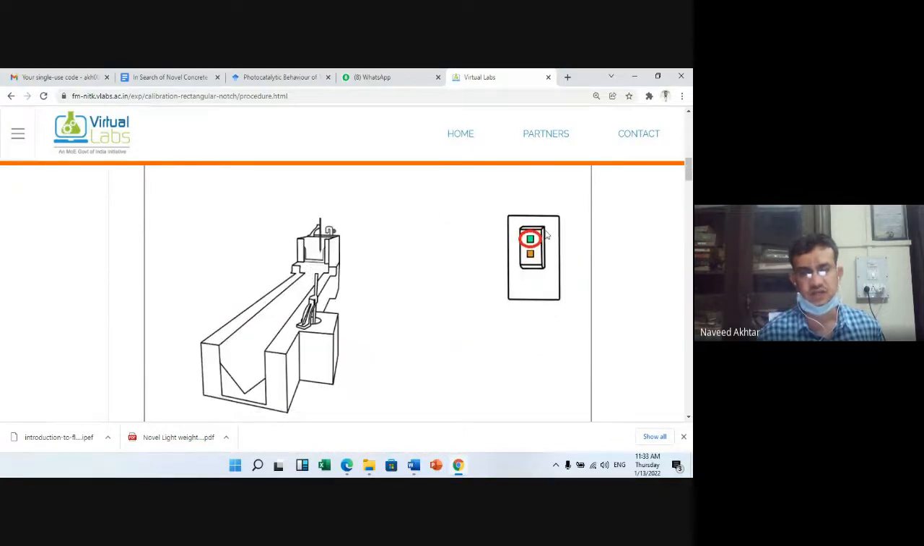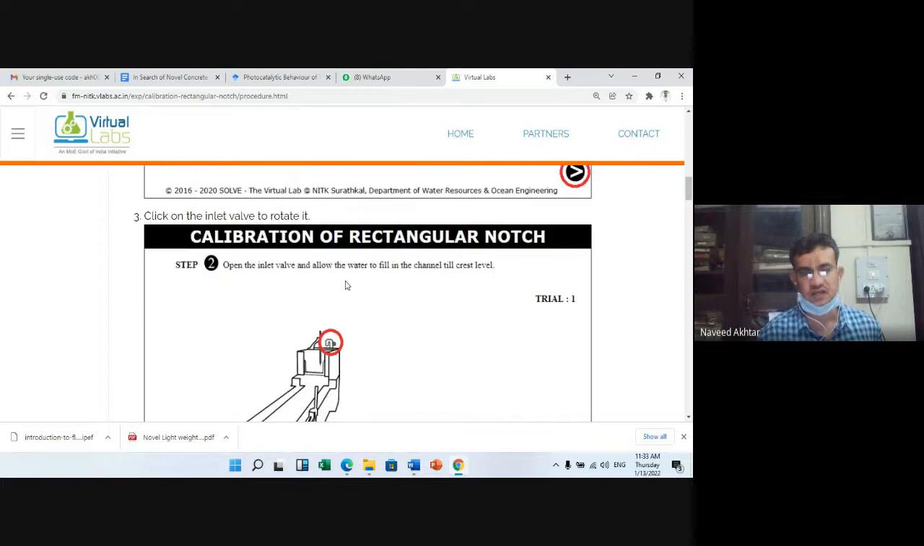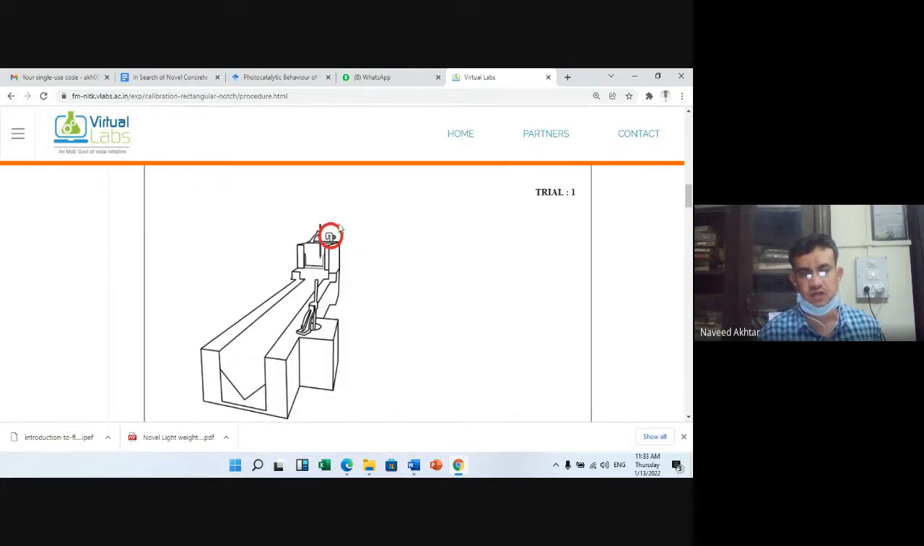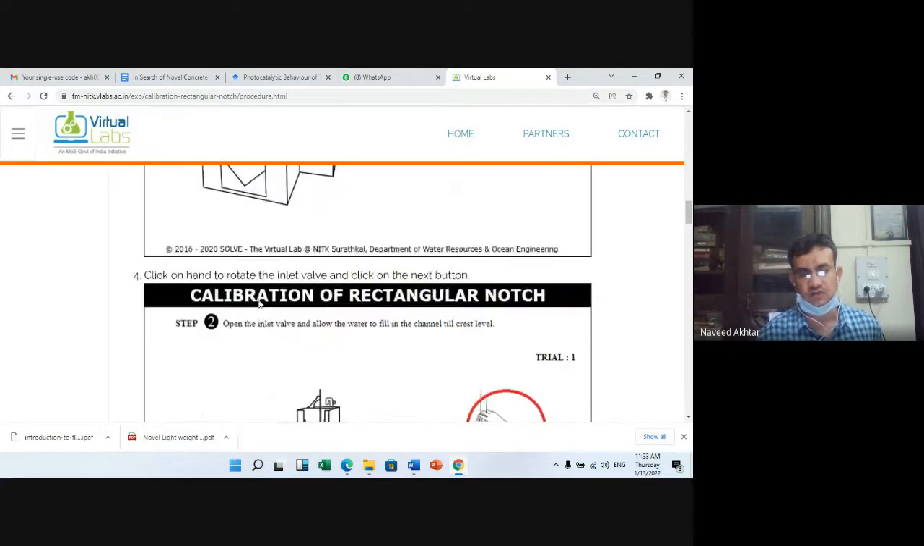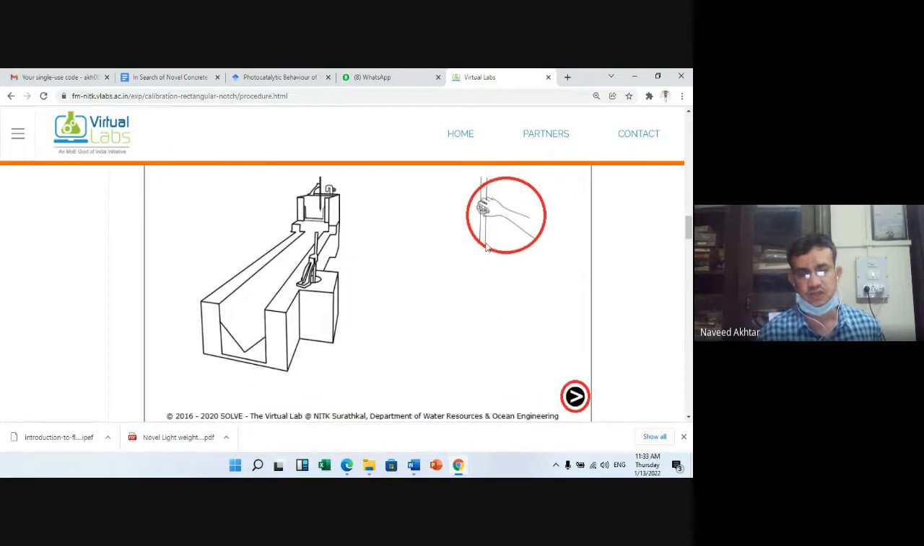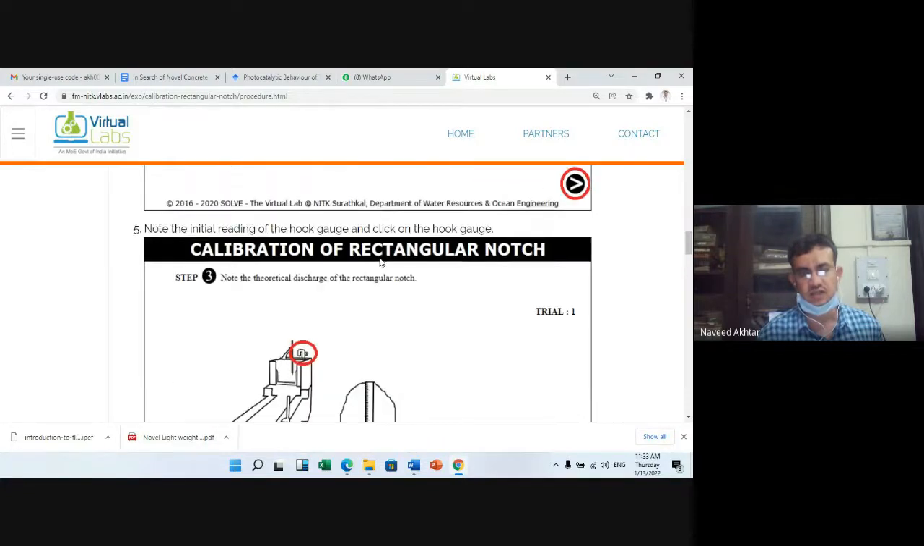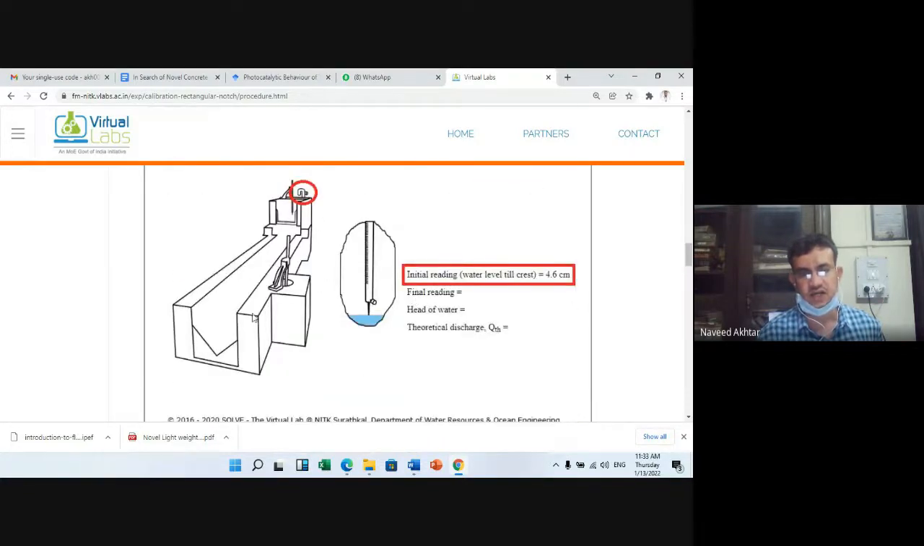So you will come here, start the pump. The flow will start. Then next step is to fill your tank, and then over your rectangular notch the flow will start. Okay. Open the supply of water, and then the flow will start. The initial reading you have to take is the crest reading, the initial reading of water level till the crest, from the bottom of the tank to the crest you have to see, then the final reading from the crest and above.